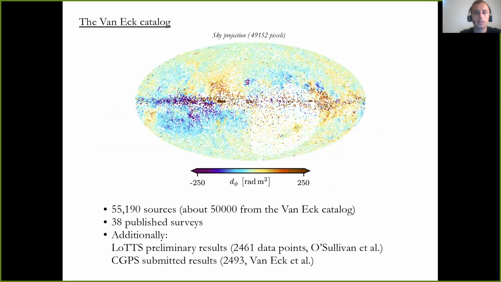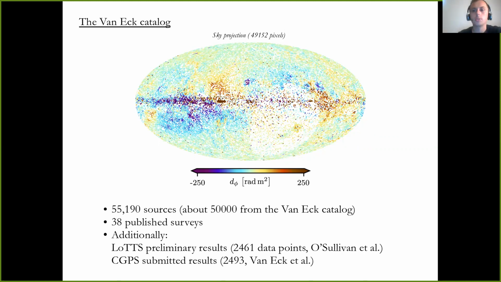So to start off, I'd like to show you a summary of the data that we are using. I'm relying on the 1EC catalog, which is a compilation of about 50,000 rotation measure sources. I've been able to additionally use results from the LOTSS survey and the CGPS survey, although I think the latter are already in the catalog by now. The image that you're seeing is a projection of those 50,000 data points on a sky which has been divided into about 50,000 pixels, so roughly one data point per pixel.